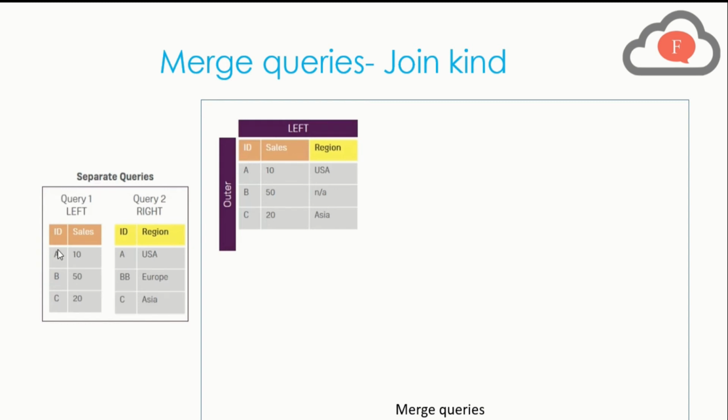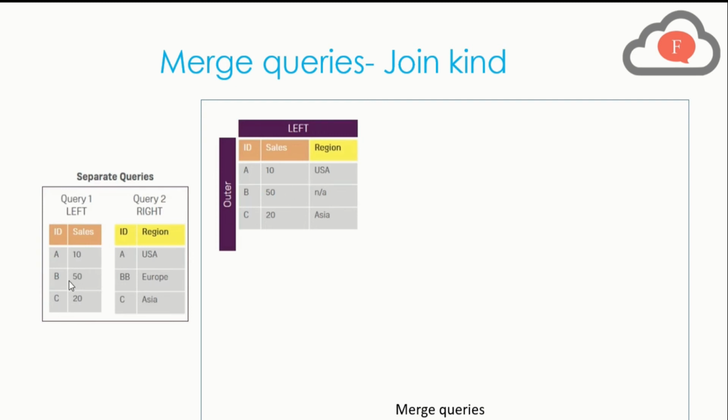Here you can see the ID and sale come first. Then, on the basis of ID and sale, the region has been joined to this query, which is a merge query. So you can see A has a sale of 10 and the region USA, because A is present in the left query, sales is present in the left query, and ID has been removed when merging this query into this query. So A is common in both. That's why after 10 it's USA.